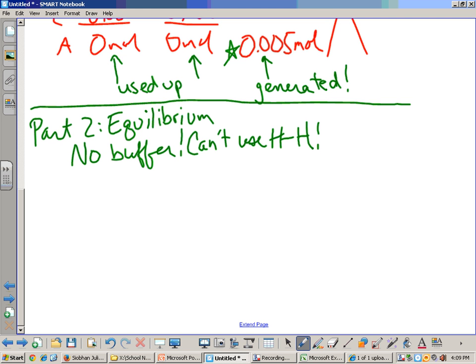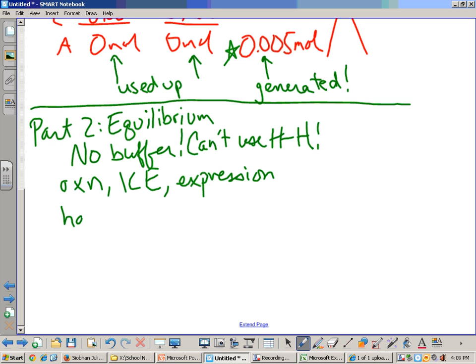So instead, we have to do a more typical equilibrium problem, where you write a reaction, you fill in an ice chart, and then you go to the expression. You have to. You don't have an option. There is no buffer. There is no shortcut. So for part 2, for the equilibrium problem, what do we have in our solution?